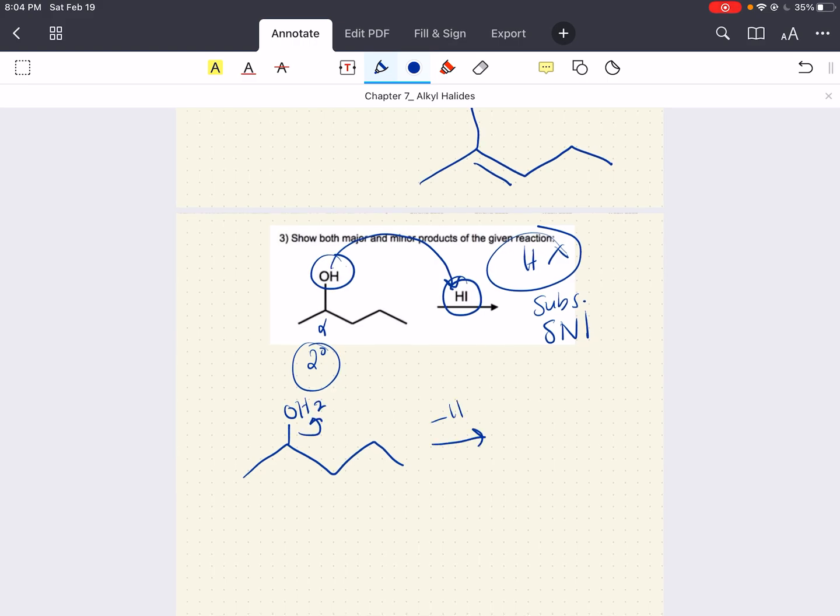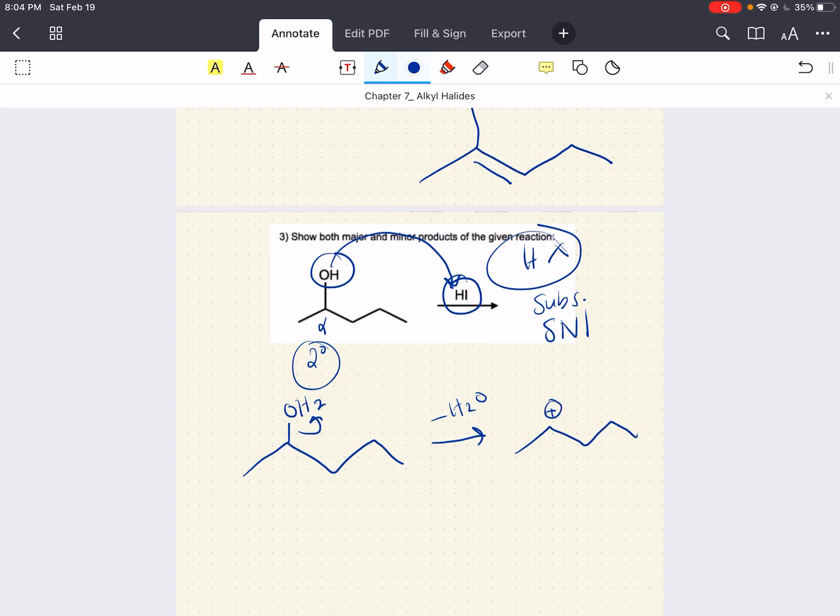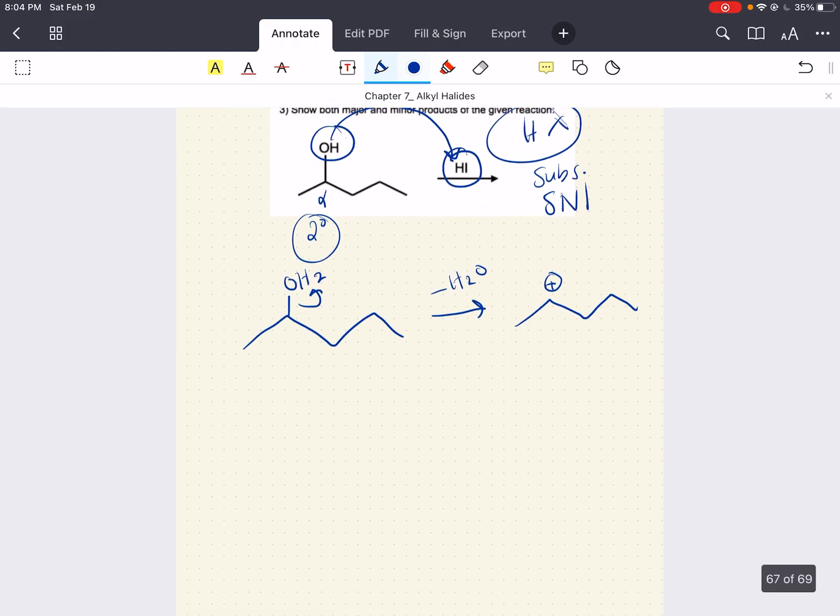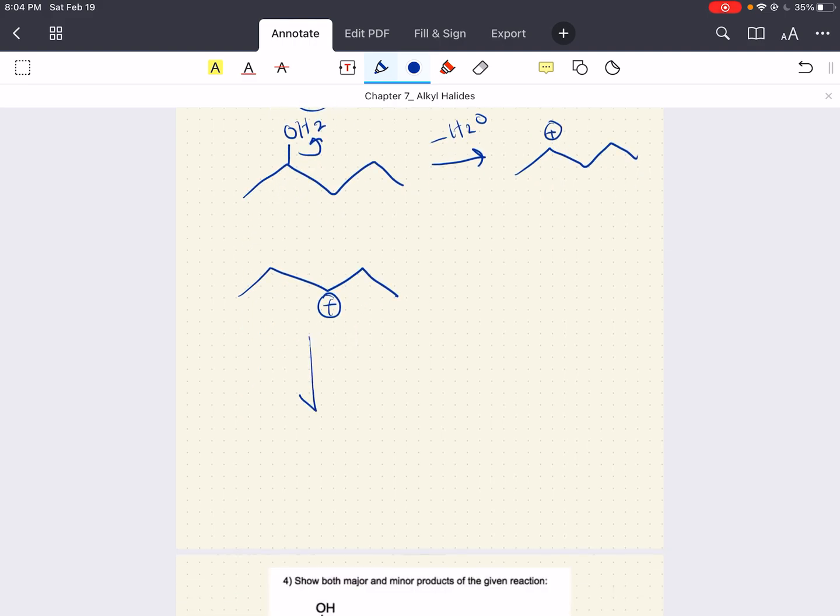All right, and after water leaves, what we have is a secondary carbocation. Now, we're not going to do any hydride shifts because, well, actually, we can do a hydride shift if we wanted to. We're going to draw both major and minor products here anyways. So, if you do a hydride shift, what you will get is still a secondary carbocation, but this can actually potentially give you products here.